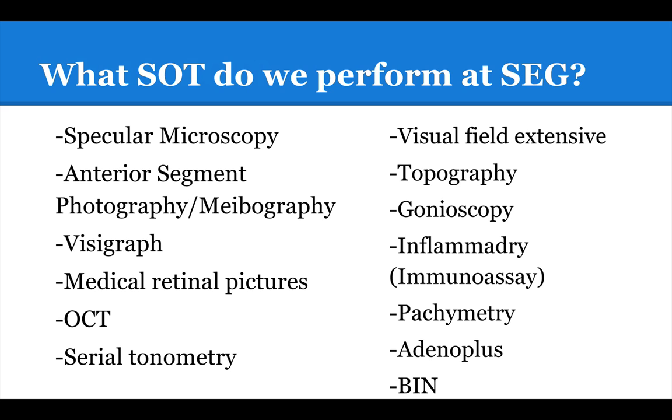OCT, serial tonometry. Serial tonometry is if we were to keep someone in the office for a day to check their IOP repetitively throughout the day. Visual fields that are extended, so our 24-2, our 30-2, or any other visual fields that are extensive. Corneal topography, gonioscopy, inflammatory, pachymetry, adenoplus, and also our bin. So all of these procedures that we just listed are kind of the context that we're going to be talking about for the rest of the presentation.